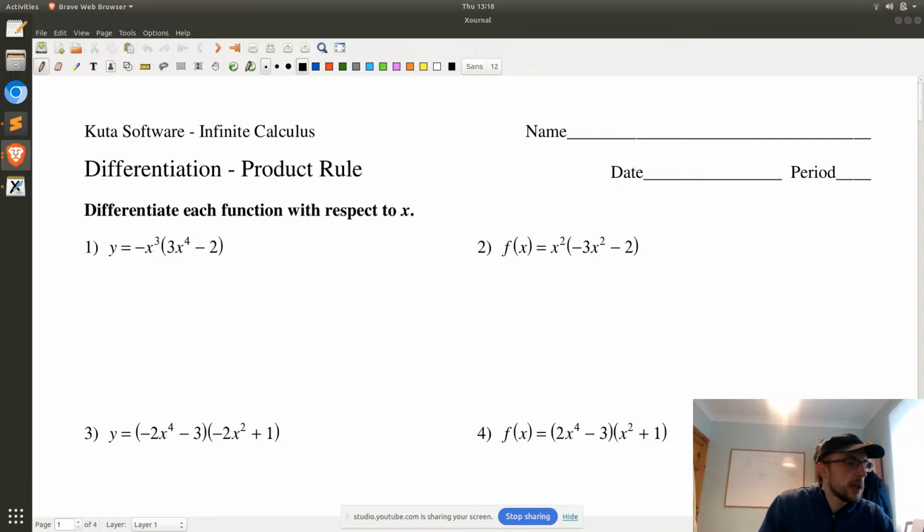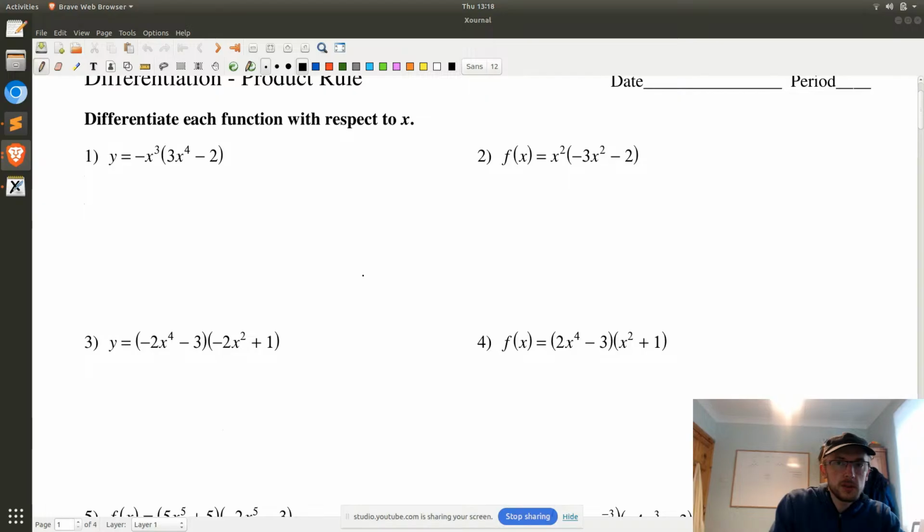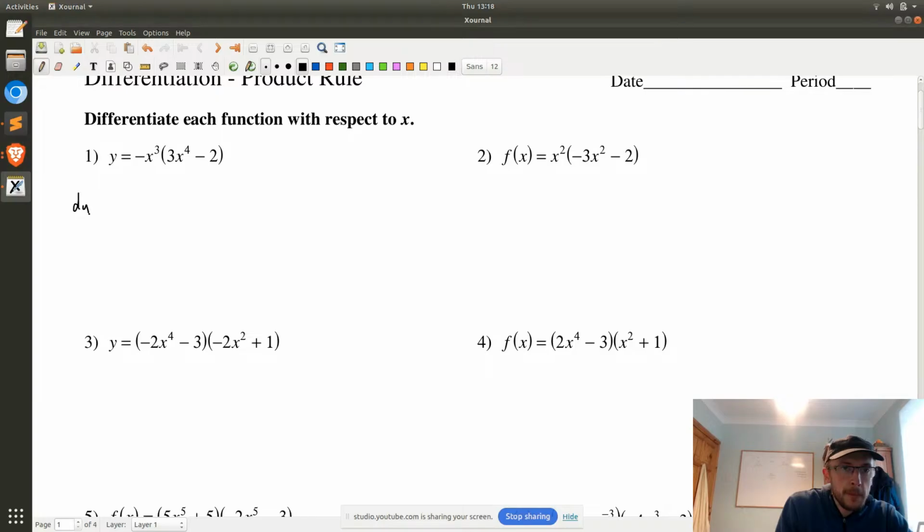And here I go. 14 problems to contend with. We will do them two at a time. So here I go. Right, dy by dx. I'll differentiate the first one and leave the second one alone. And then differentiate the second one and leave the first one alone.